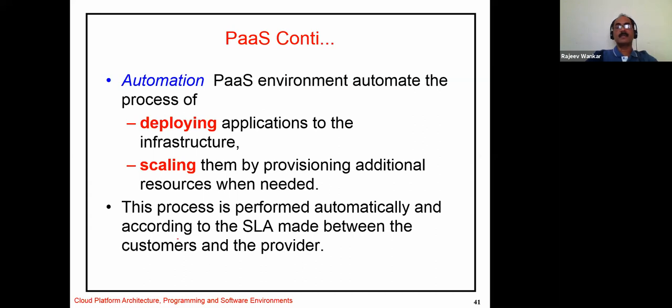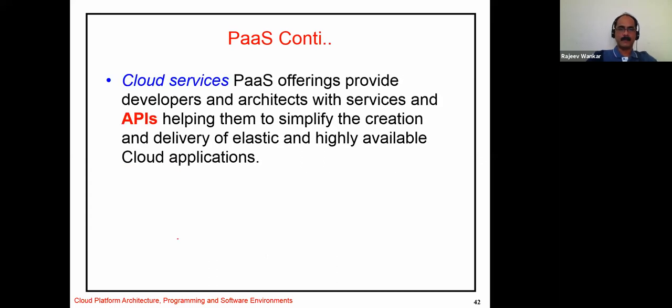Or else if the user is thinking about scaling up, something like when I was talking about organizing conferences and faculty development programs, we need more licenses for Zoom. So basically you have scaled it. In the same way, if I need more resources to be scaled, there should be a provision for scaling. This process is performed automatically and according to the SLA, which is made between the customer and the provider.